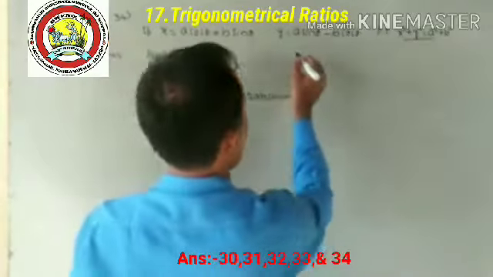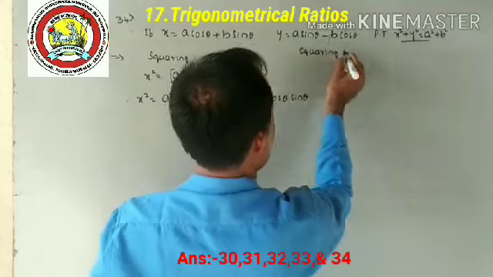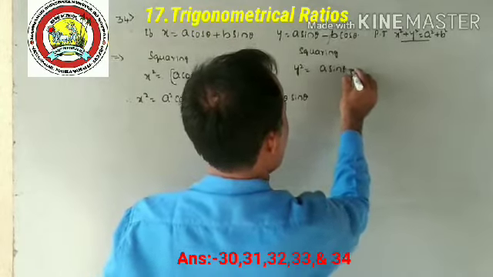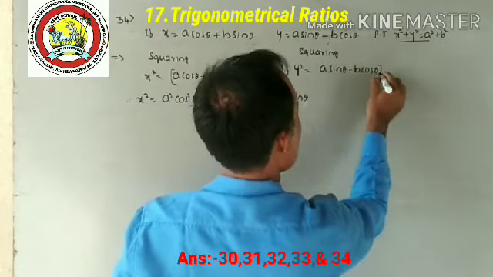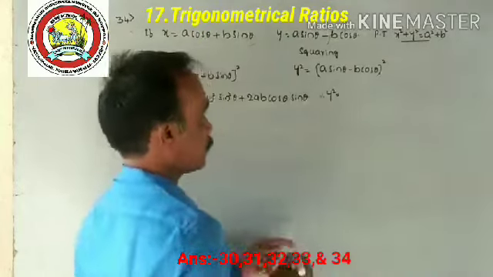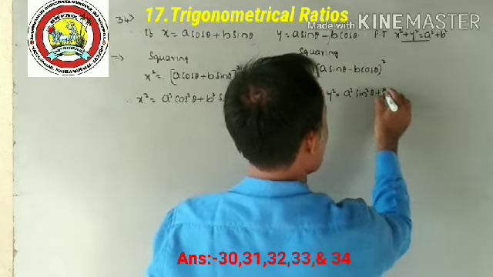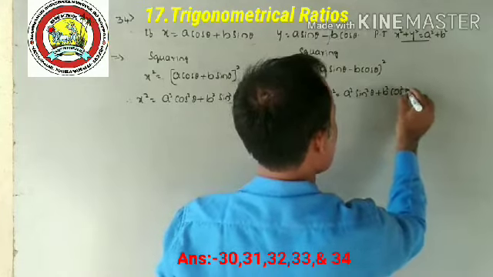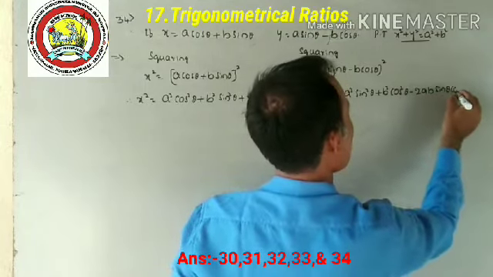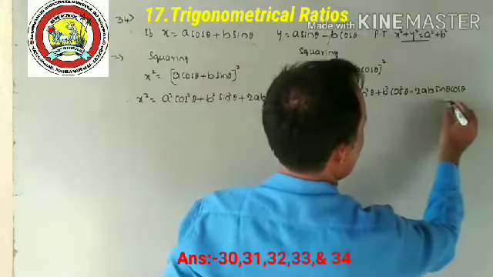Next, similarly here also, as squaring, y square is equal to a sin theta minus b cos theta whole square. And therefore, y square is equal to, expand this, a square sin square theta plus b square cos square theta minus 2ab sin theta into cos theta. Thus this one call it as 1. So this one call it as 2.